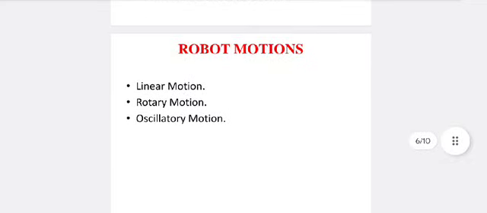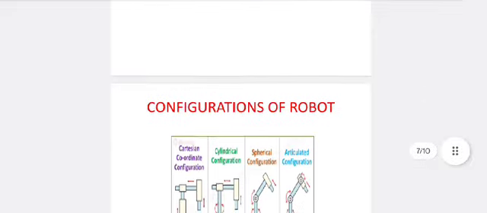Robot motions: linear motion, rotary motion, and accelerator motion. Linear motions are only linear, front and back or up and down motions. Rotary motions rotate the robot, maybe 360 degrees or 90 degrees. Accelerator motions combine linear motion and rotary motion.